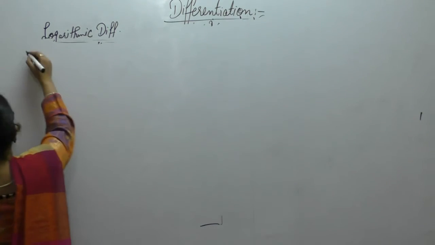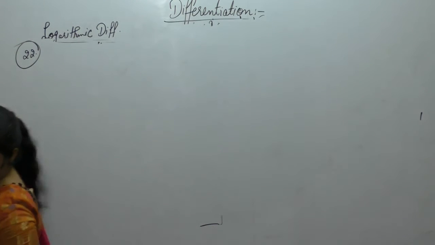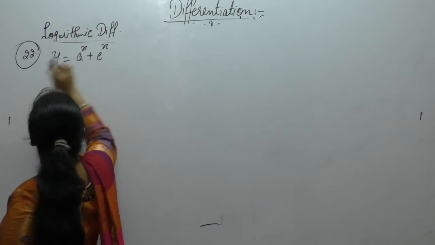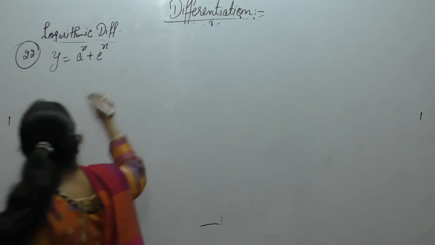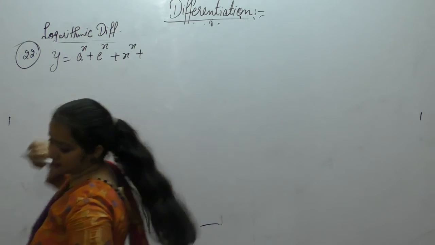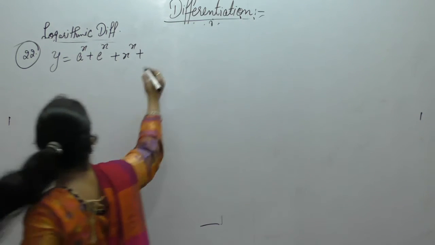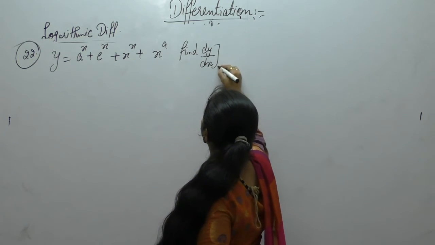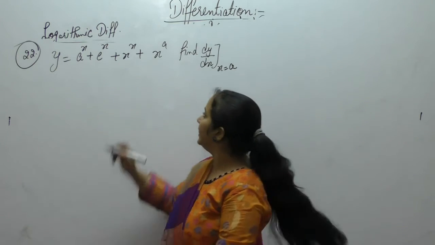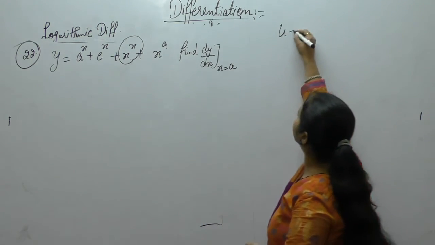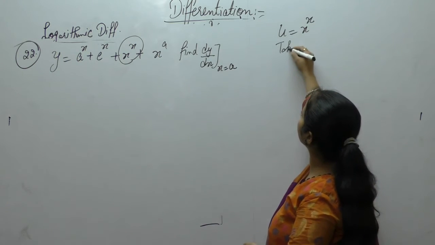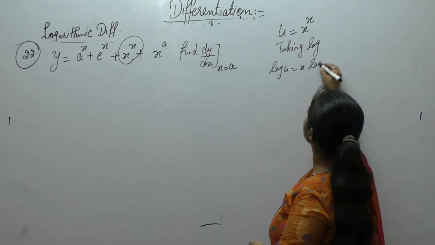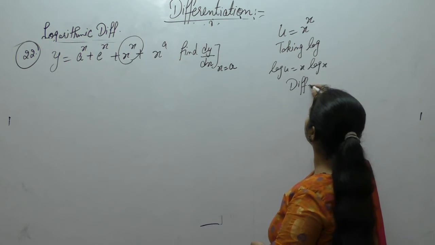Next one is: if y is equal to a power x plus e power x plus x power x plus x power a, find dy upon dx at x is equal to a. x power x को अगर हम u मान ले, हमने सॉल्व किया है by taking log on both sides. So what we get: log of u equals x log of x. Differentiate with respect to x.